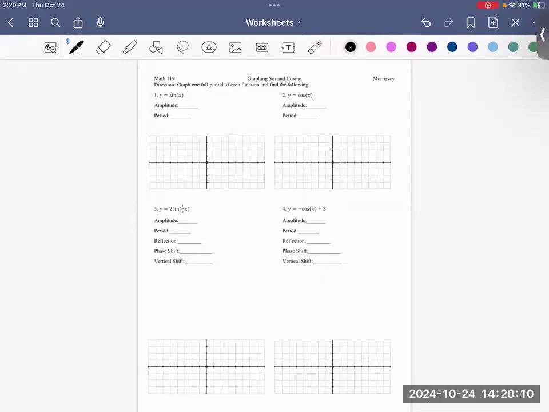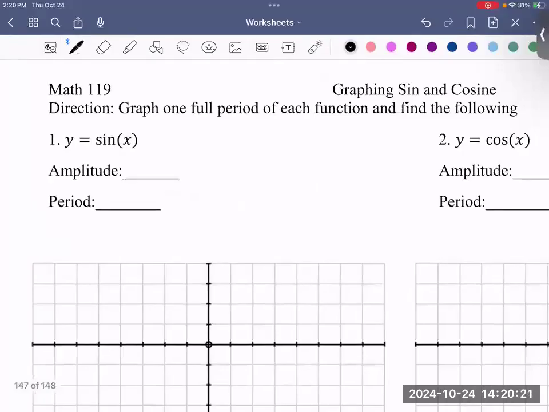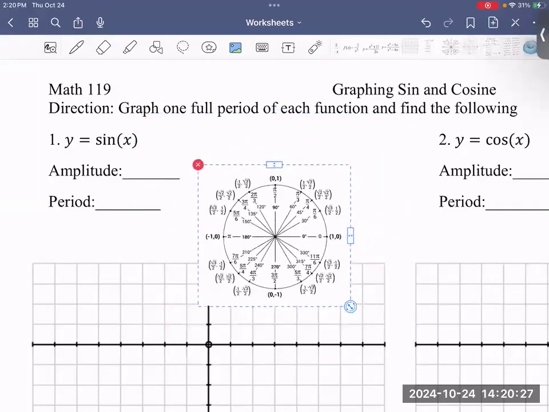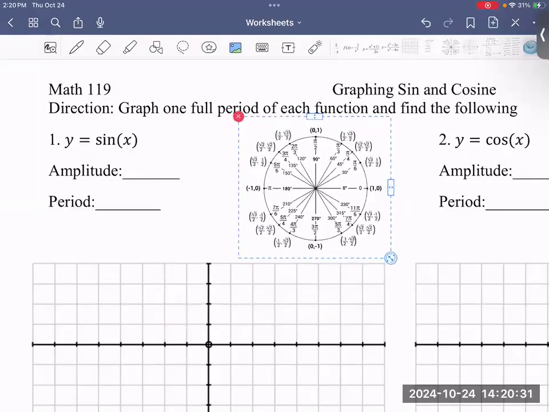Today we're going to be working on graphing sine and cosine. So let's graph one full period of each function and then find the following. First, let's start off with sine. As we're going around your unit circle, to visualize the first portion, with just sine and cosine, I'm just going to be using your unit circle so you can see where we're getting these values.